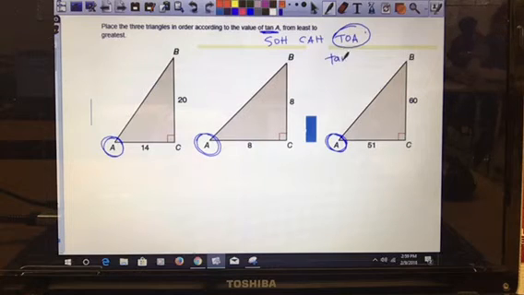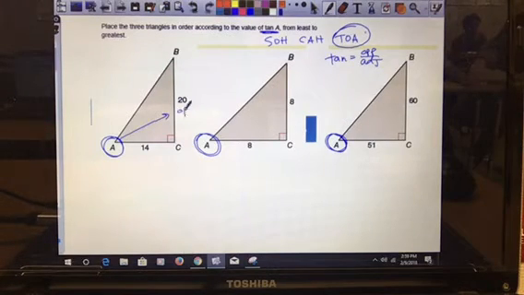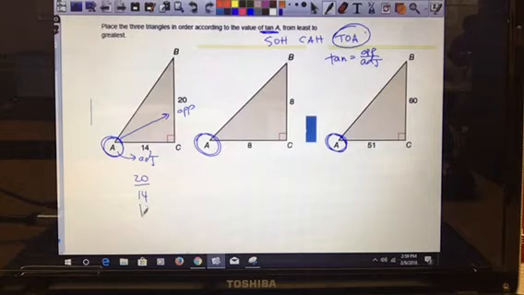So the tangent is your opposite side over your adjacent side. Basically, those are the 2 legs. Opposite and adjacent are always the legs. So you're going to take your opposite leg, put it on top of your adjacent leg. So the tangent of this triangle is 20 over 14. And if I want to put them in order, then I'm going to make that a decimal. I'm going to take 20 and divide it by 14. And that's going to give me 1.43.